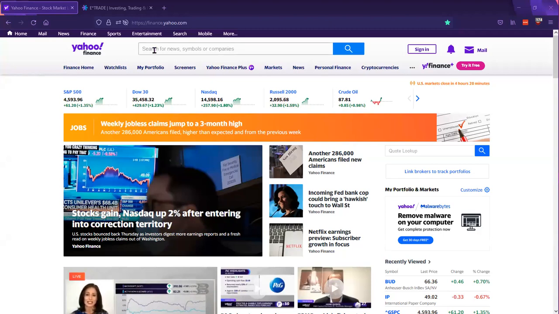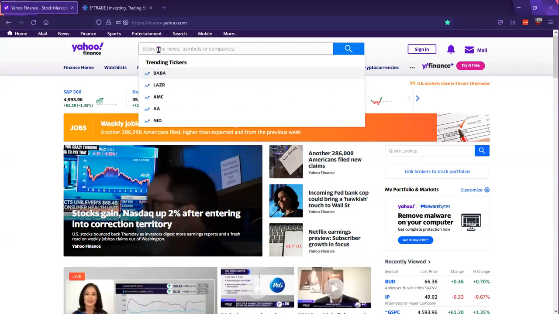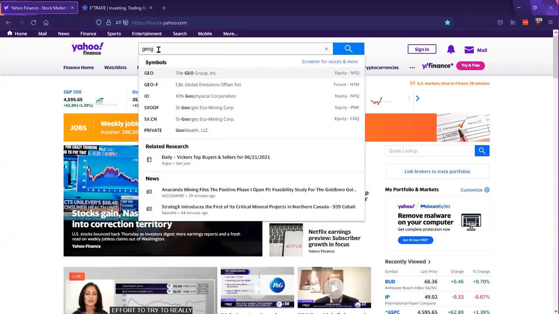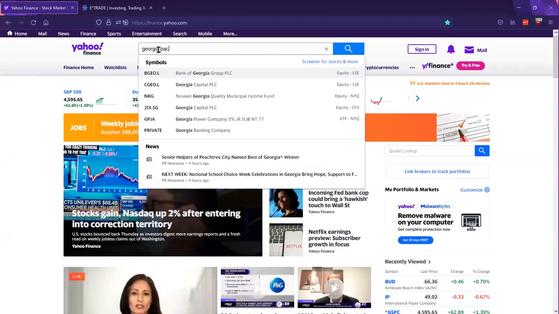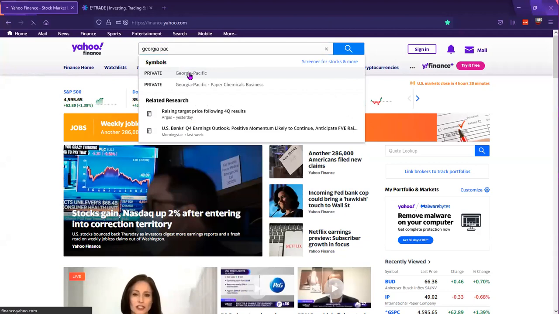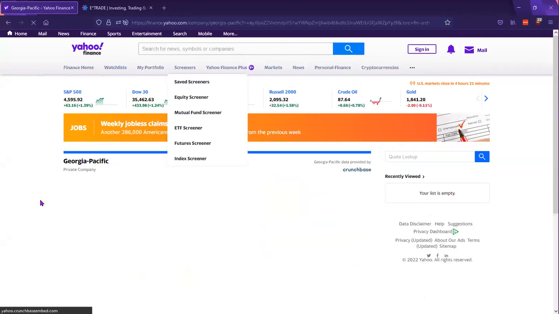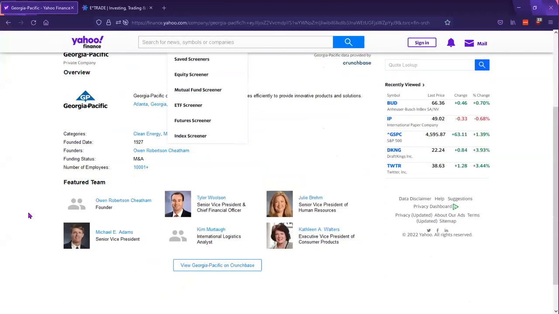Private companies have information that is available to the public, but they don't offer shares of their company for sale to the public. So an example of this is Georgia Pacific, and you'll see here that's listed as private, and there's just some basic information given about the company.